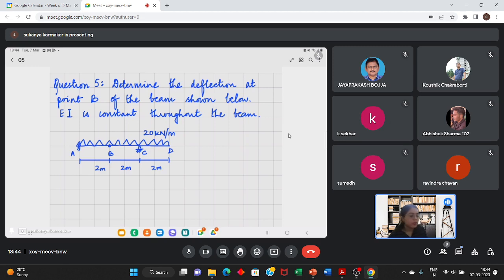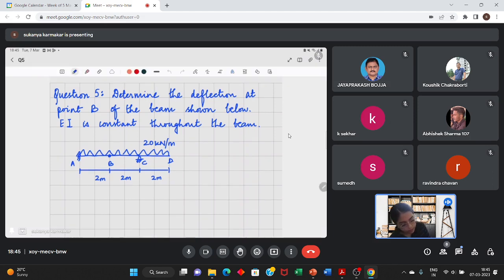So do it on your own, calculate the support reactions, and write in the chat box what would be the support reaction at A and C. At A, you will have two support reactions, the moment and the vertical reaction, and at C, you will have one support reaction. So let this be a roller. And at support A, the horizontal reaction will be 0 because no horizontal load is acting on the structure.